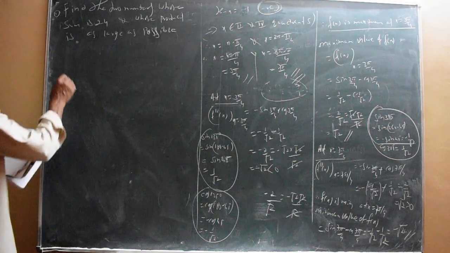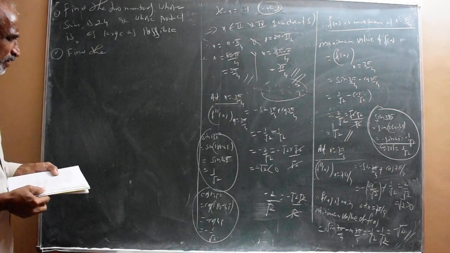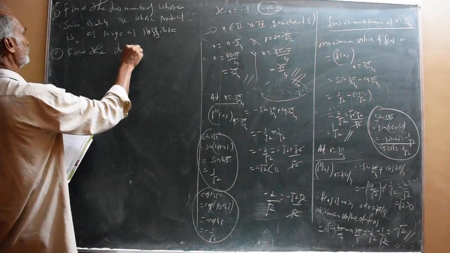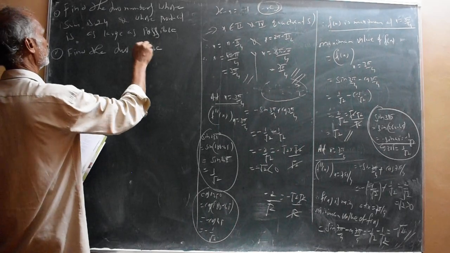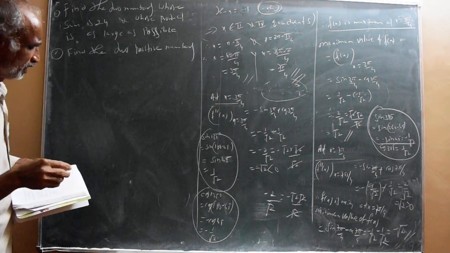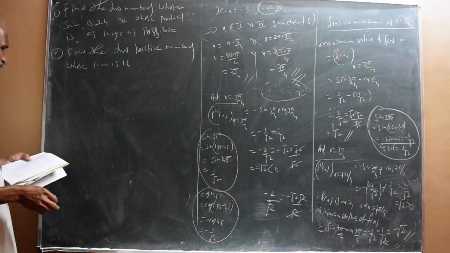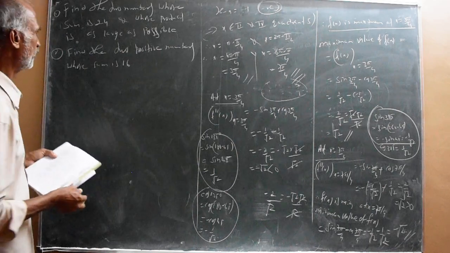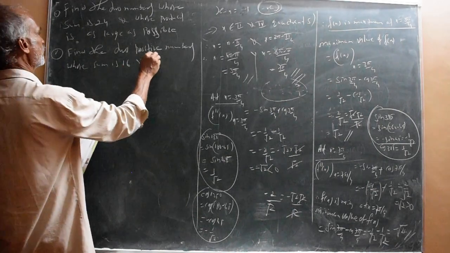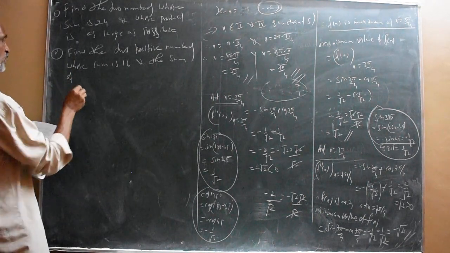Second one, find the two positive numbers whose sum is 16 and whose sum of cubes is minimum.